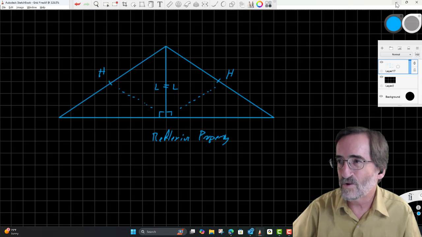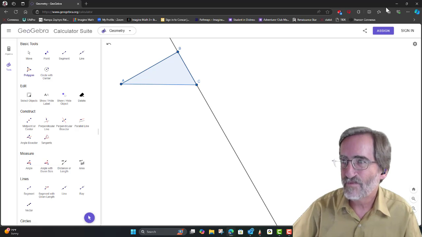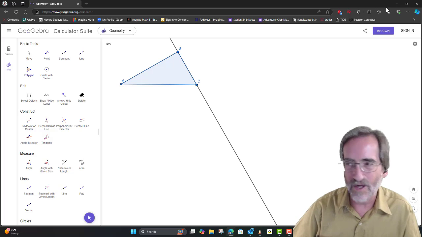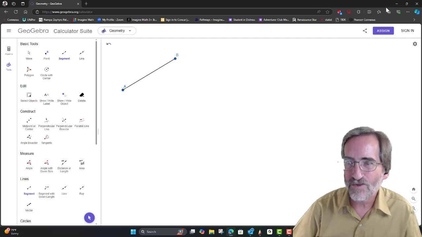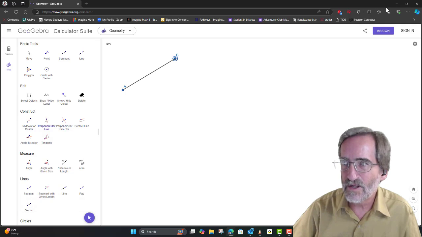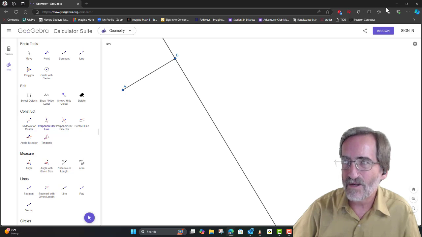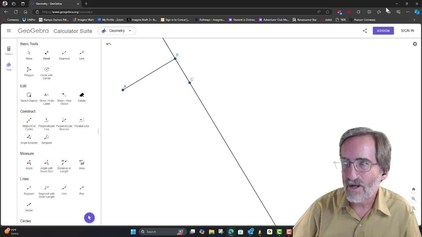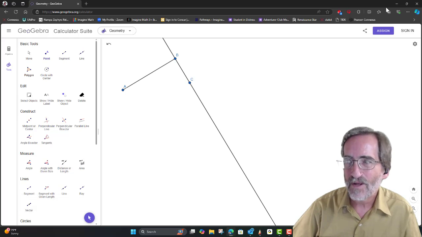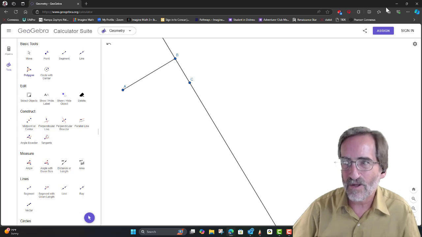Let me show you or demonstrate this in Desmos. I've constructed a right triangle. Let me go through the steps of constructing that again. I drew a line segment. I then used the perpendicular tool to pick point B and click on line AB to construct a perpendicular line. And then I'm going to put a point on that line, label it C, and draw the polygon here.